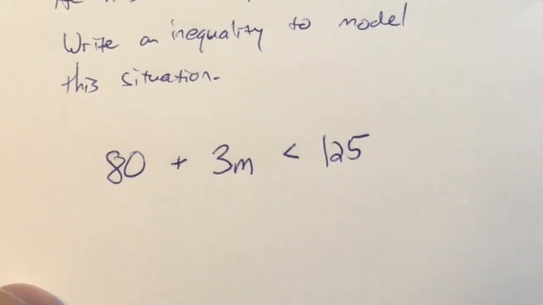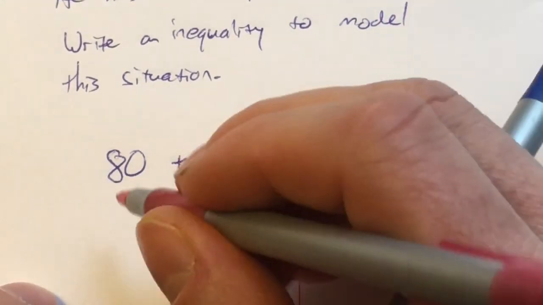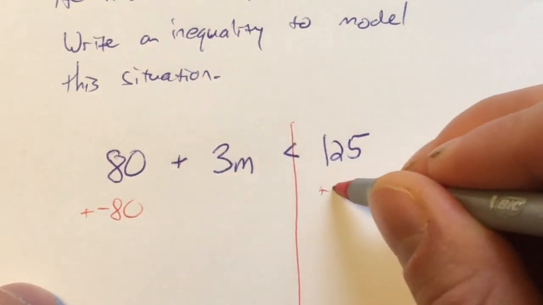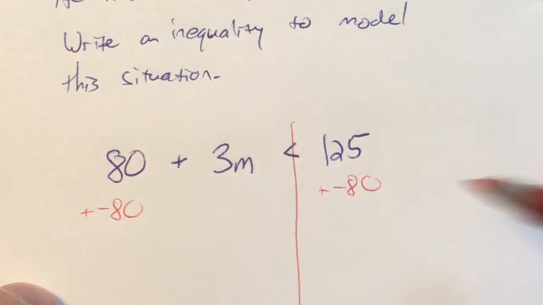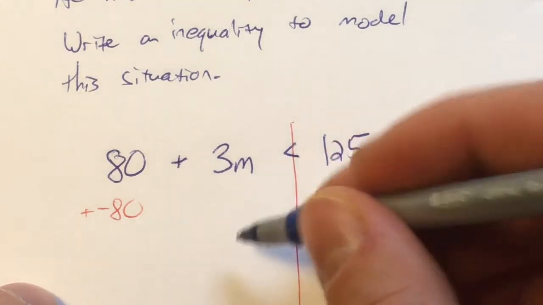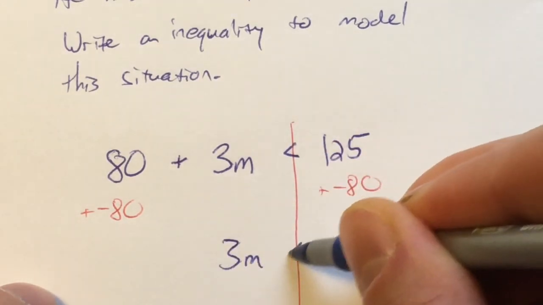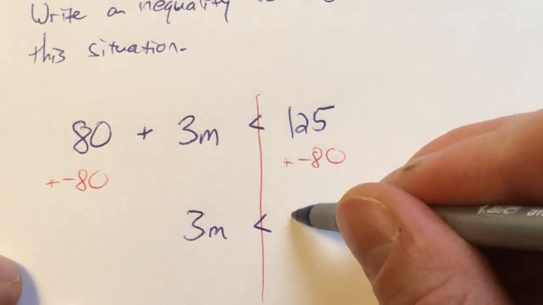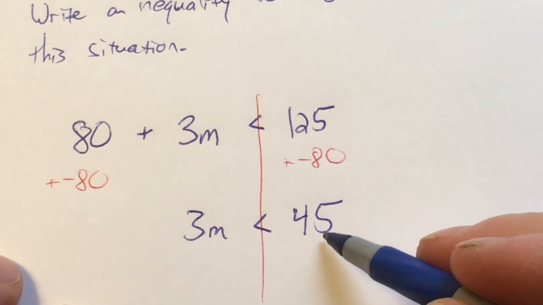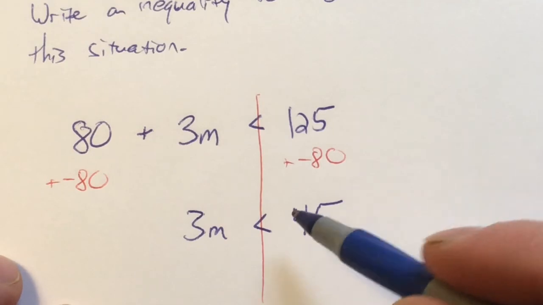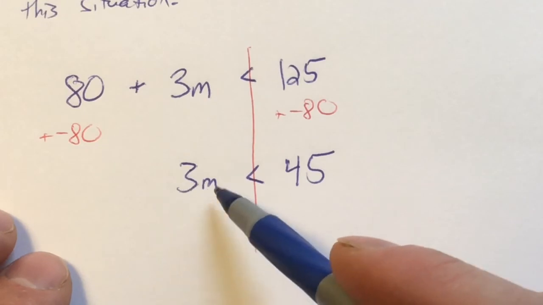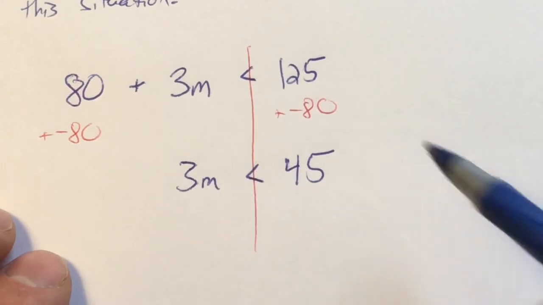I'm going to subtract the cost of the whiteboard from both sides. Also, the way I teach it is I add -80 to both sides. But a lot of people will just subtract 80 from both sides. As long as you get the problem right, I almost don't care what you do. So 125 minus 80 should get you down to 45. Okay, so that means he's got $45 left to spend on markers, and markers are $3 a piece. So $3 times m, and he has to stay under $45.